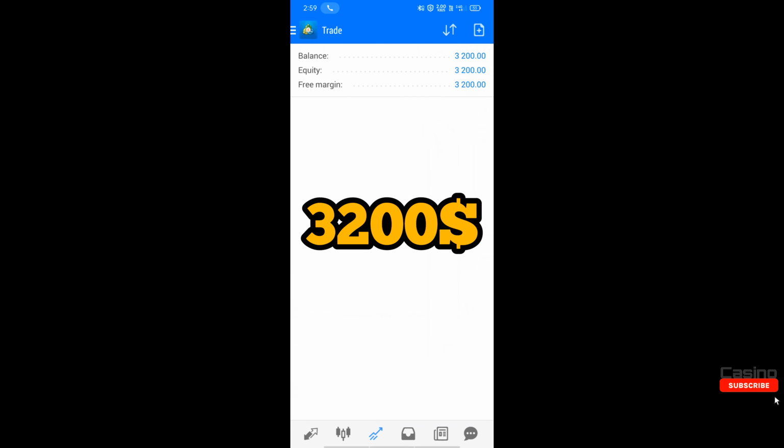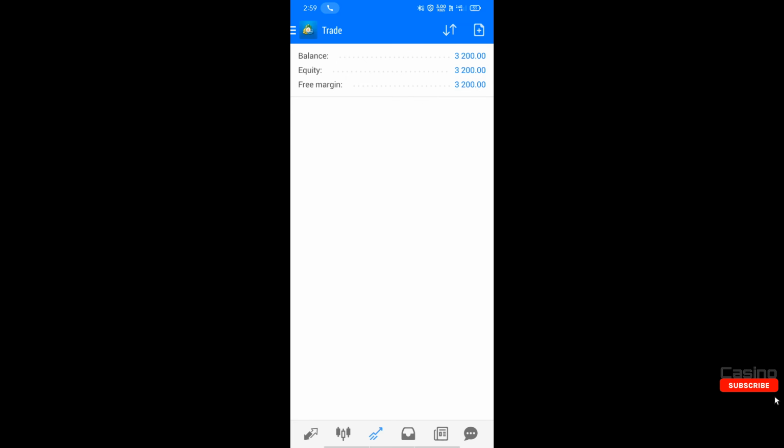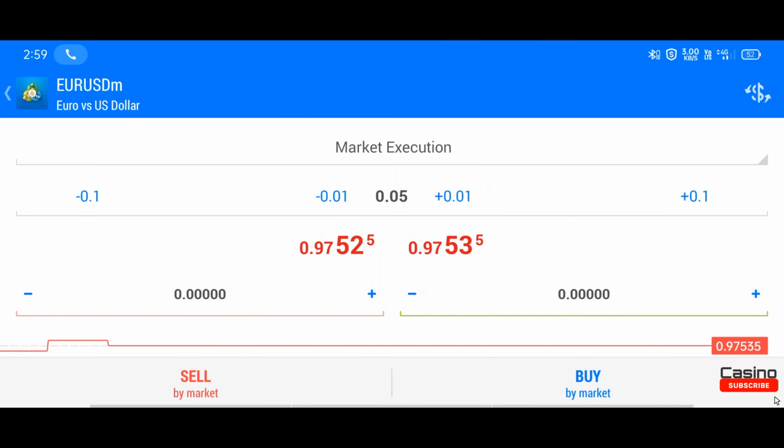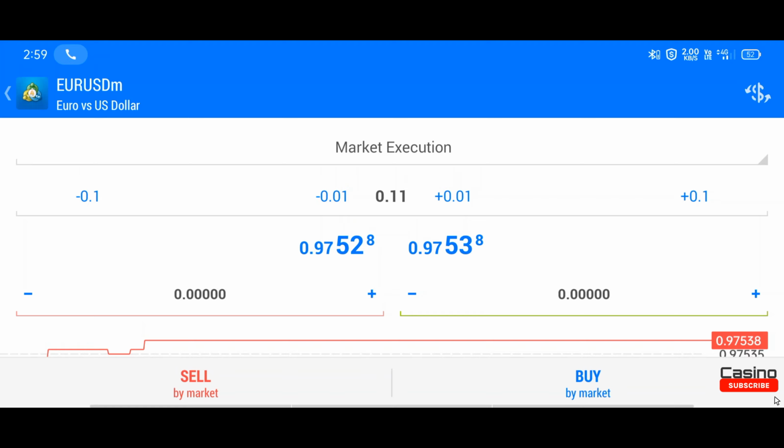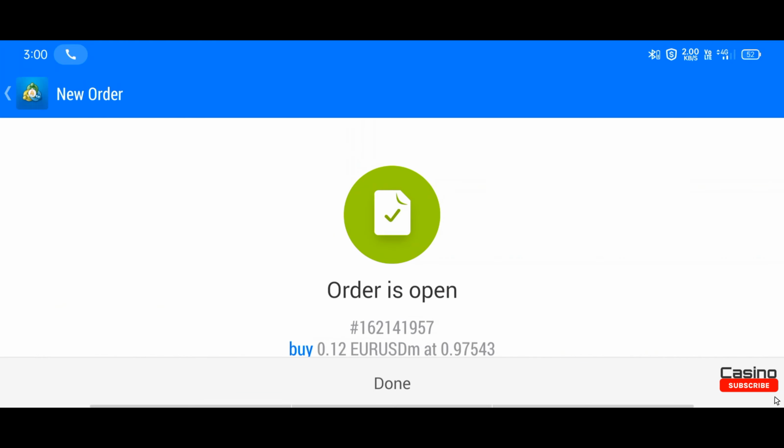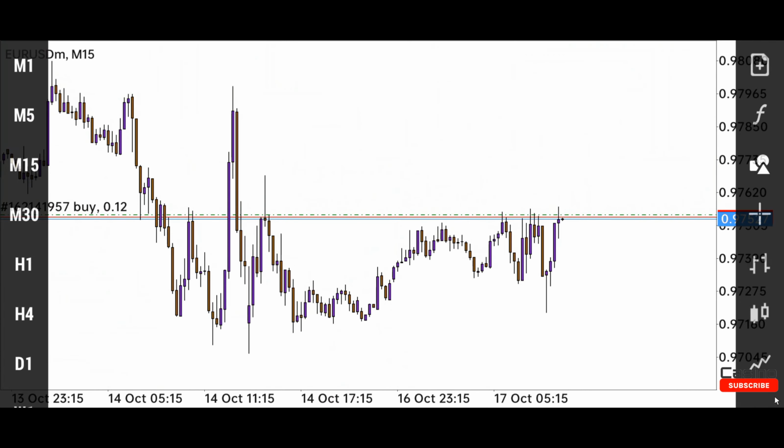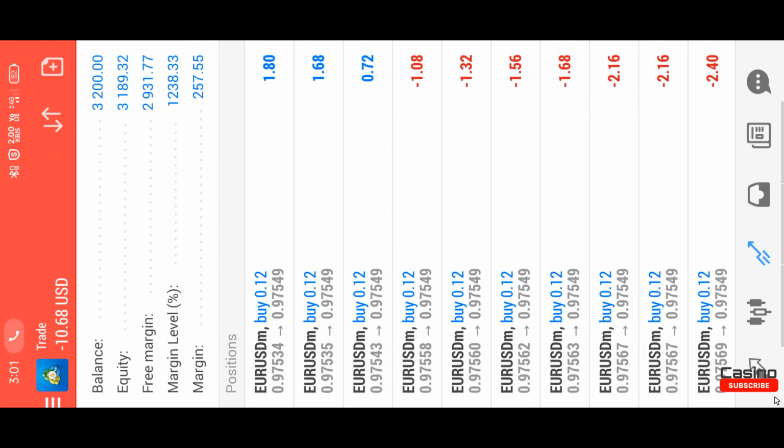I have $3,200 in this account that I will try to enlarge. If the market goes against us, then like the previous video, you will get to see the loss. I am increasing the lot size, in which I will use 0.12 lot, which I have already calculated. I know my risk. If I lose again, it doesn't matter, loss is part of our game. See you after some time.